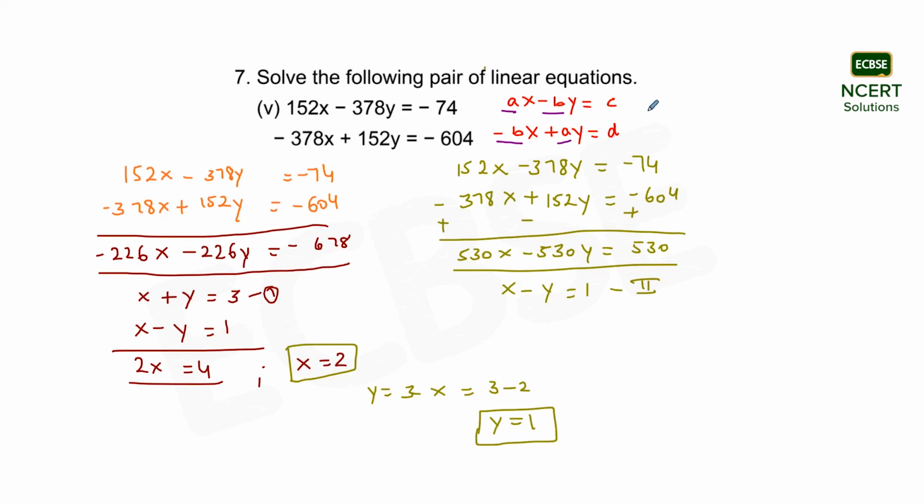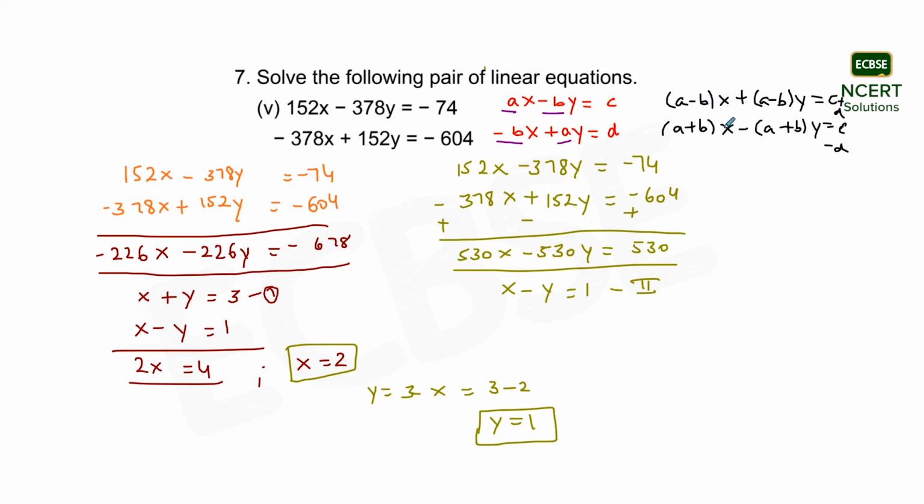So after adding, what I'll be getting is a minus b into x plus a minus b into y is equals to c. And after subtracting the second equation from the first, I'll be getting the form a plus b into x minus a plus b into y is equals to c minus d. Here it will be c plus d.